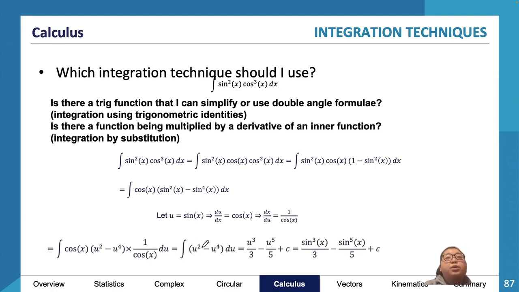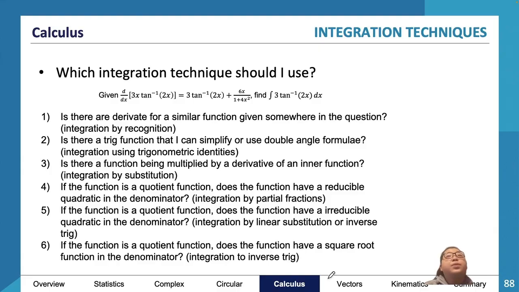and we'll just end up with u squared minus u to the power 4 du, which anti-diffs to, if we raise the power by 1, u cubed over 3, and then raise the power by 1 again, u to the power 5 over 5. Then we can substitute it back in to get sine cubed x over 3 minus sine to the power 5 x over 5 plus c.